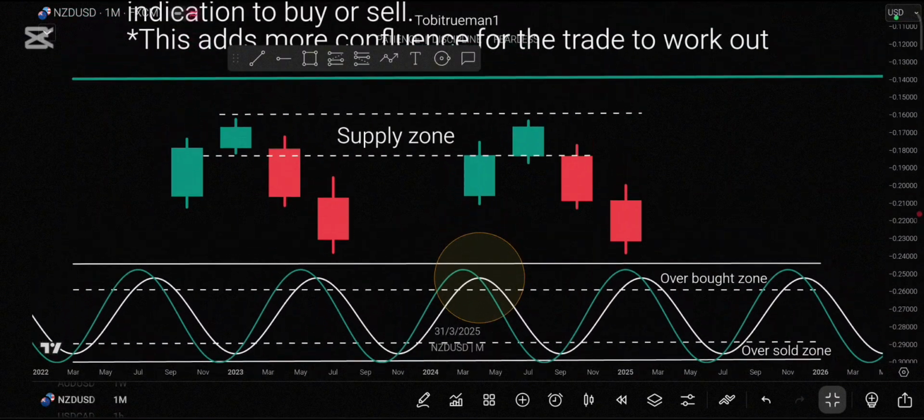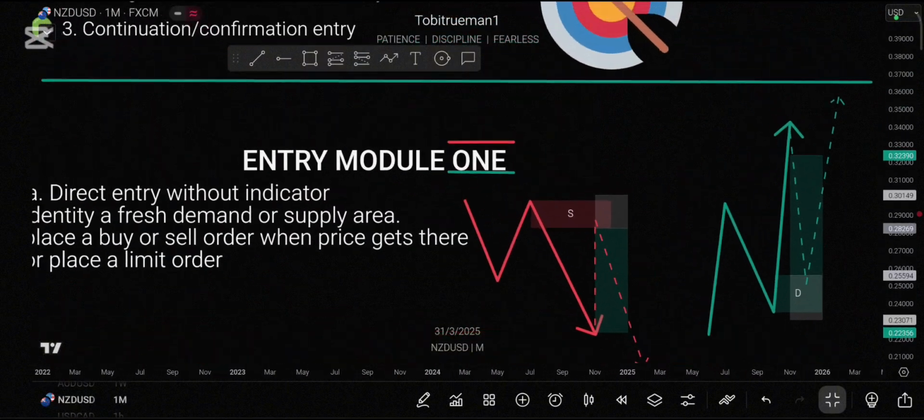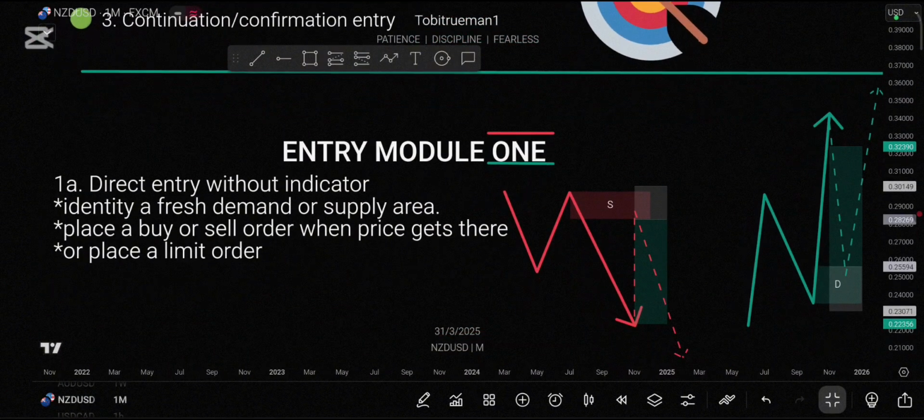This is all about trading entry for demand and supply, when we are using entry module 1, either with an indicator or without an indicator.